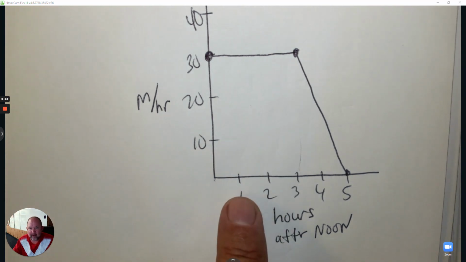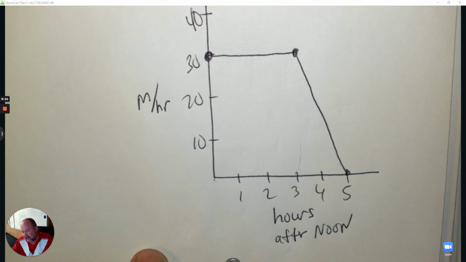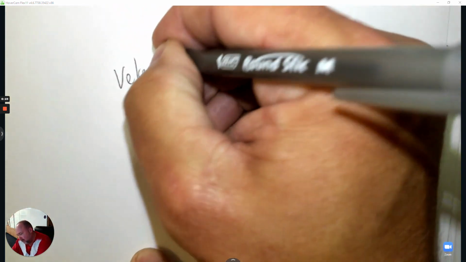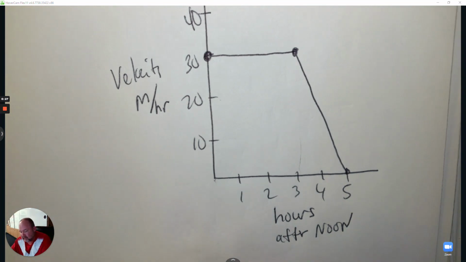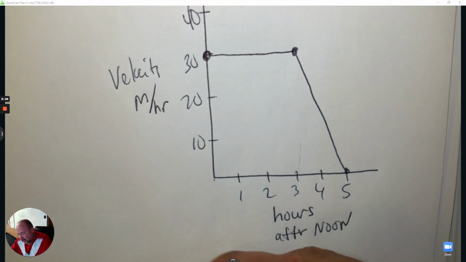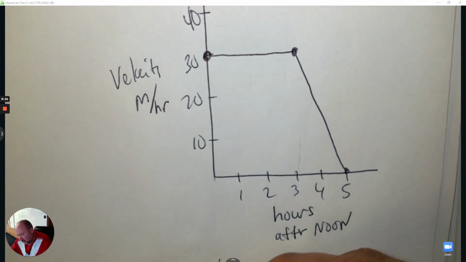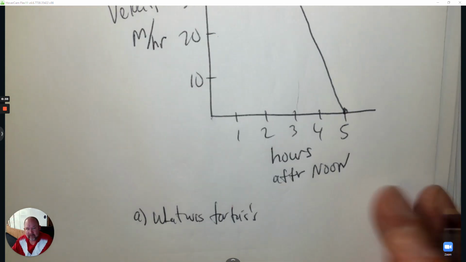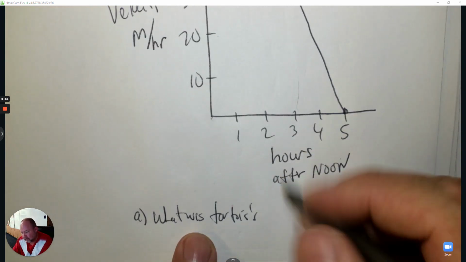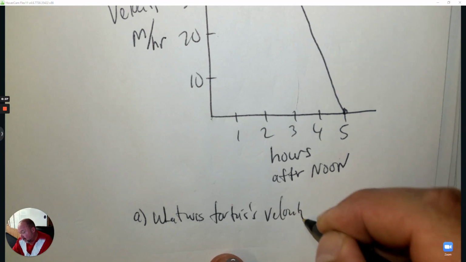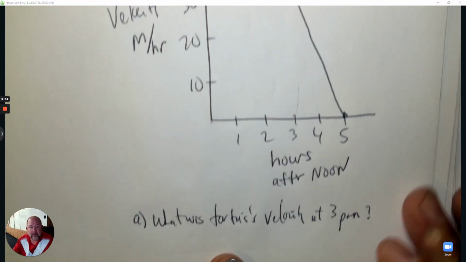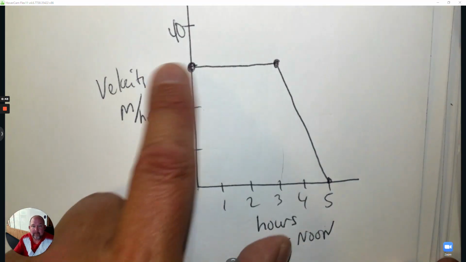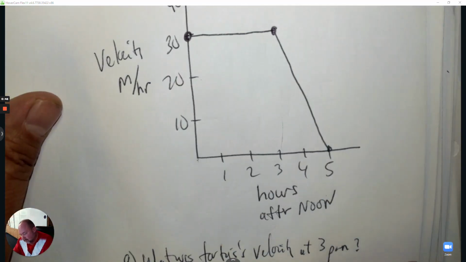So this tells you how fast, the velocity, which is a rate, and this tells me time here on the bottom. If I ask some questions like, what was the tortoise's velocity at 3 p.m.? You would then just look off the graph, 3 p.m., and it's 30 meters per hour.